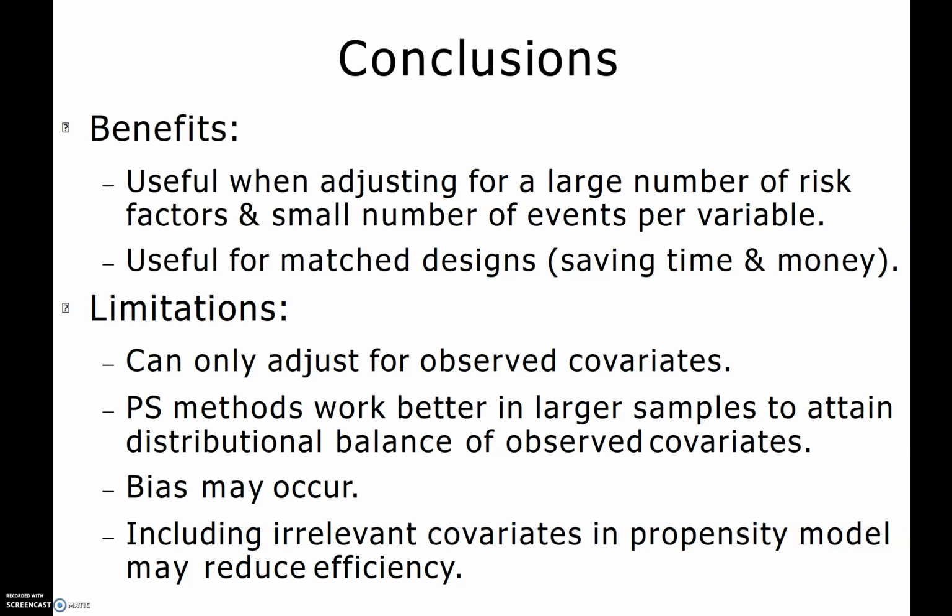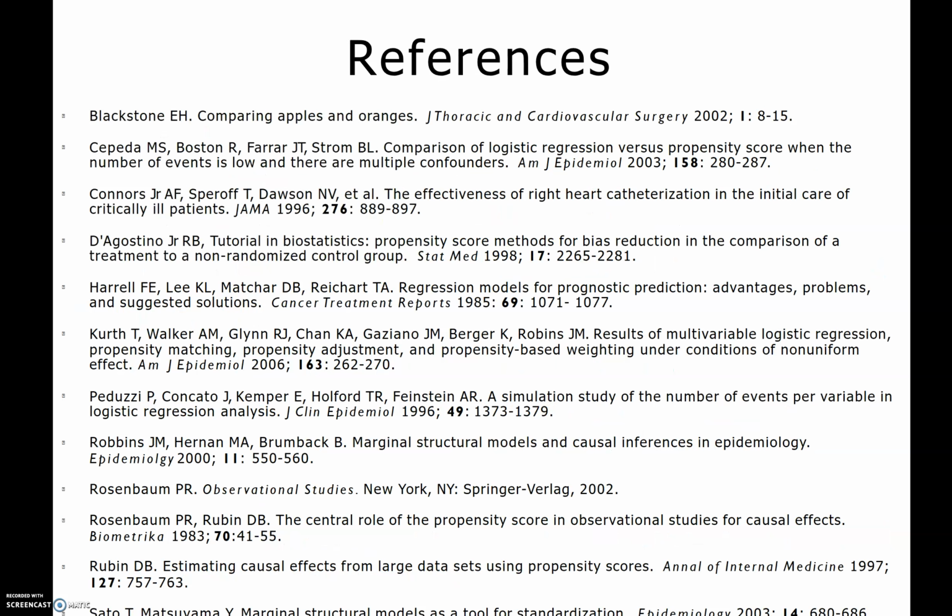Then propensity score methods are better when you have larger samples, so that you really get that distributional balance of the observed covariates that we saw in that balance table. Bias can still occur, but there's that balancing of the deviations to kind of guard against that. Including irrelevant covariates may cause problems with convergence and things, so don't do that.